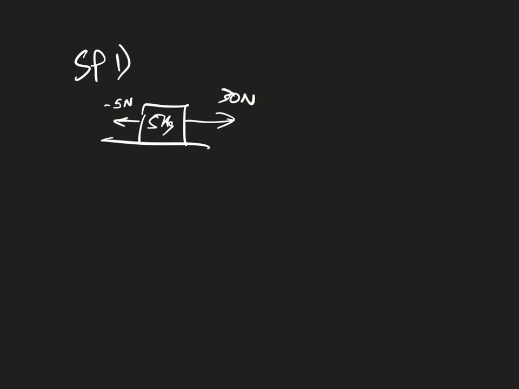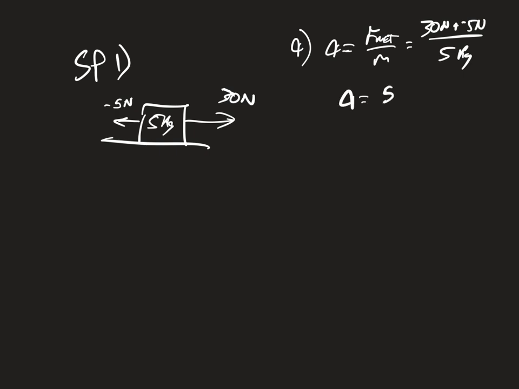Part A says, what is the horizontal acceleration? If we're finding the acceleration, it's going to be F net divided by m. The net force is going to be the sum of the forces, which is 30 newtons plus negative 5 newtons, and divided by the mass of 5 kilograms. 30 plus negative 5 is 25. 25 divided by 5 gives us an acceleration of 5 meters per second squared.